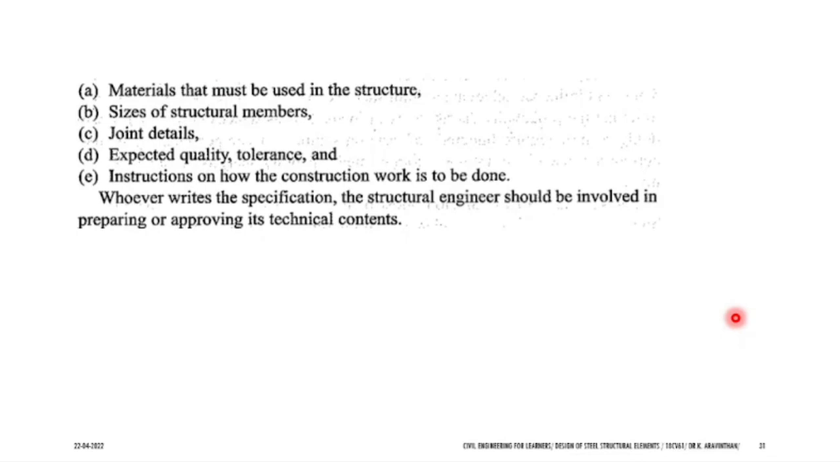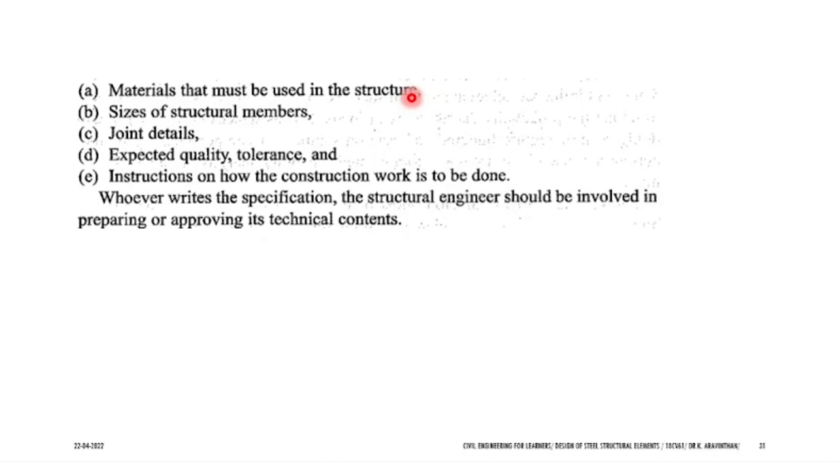As a designer, what are the specifications you have to give for a site? The first thing is the material that must be used in the structure. If you are using multiple materials, you have to list them out. If you are building a house designed as an RCC structure, you have to give in your design report that M25 grade of concrete is used. What is the steel you are using? Fe 415 or Fe 250, you have to indicate that.